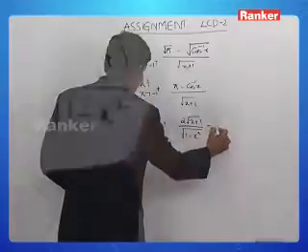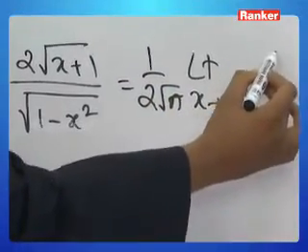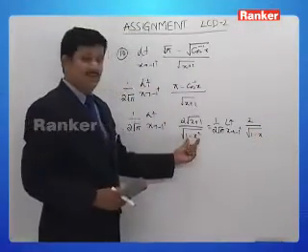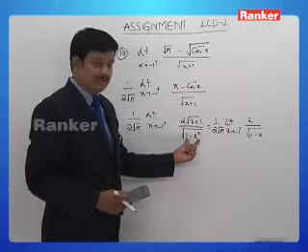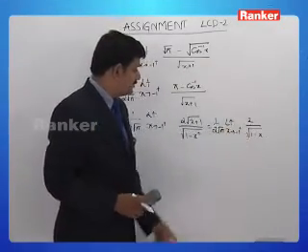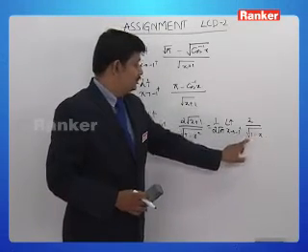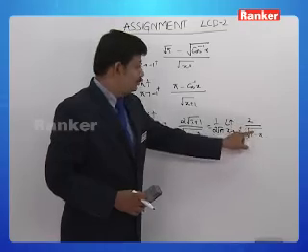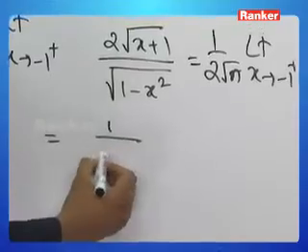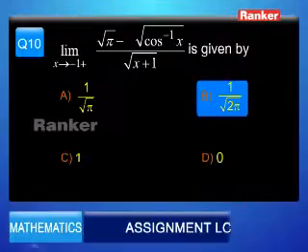So, we are left with 1 by 2 root pi, limit x tending to minus 1 plus, 2 by root over 1 minus x square. We simplify 1 minus x square as 1 minus x into 1 plus x. Root 1 plus x, root 1 plus x gets cancelled. We are left with 2 by root 1 minus x, and x tends to minus 1. So, 1 minus minus 1 will be 2, so this will be root 2, and 2 by root 2 is root 2. So, our answer is 1 by root 2 into root pi, or 1 by root 2 pi, which is option B.